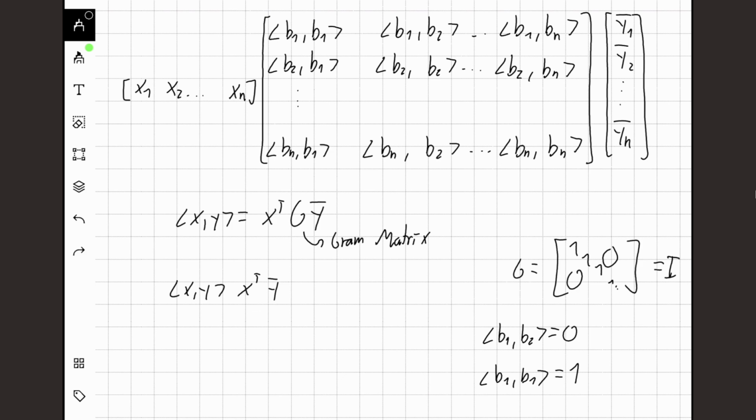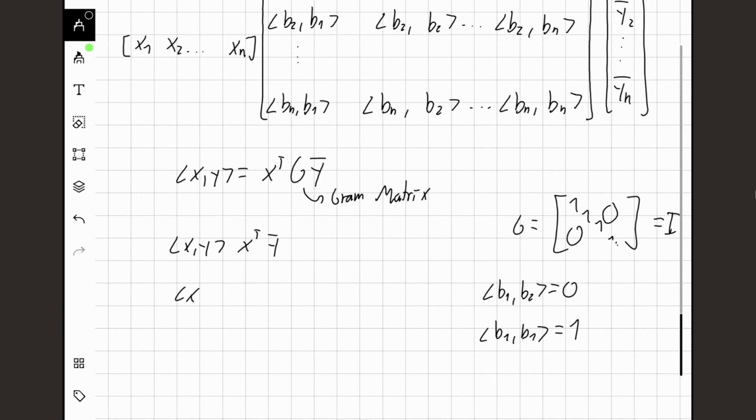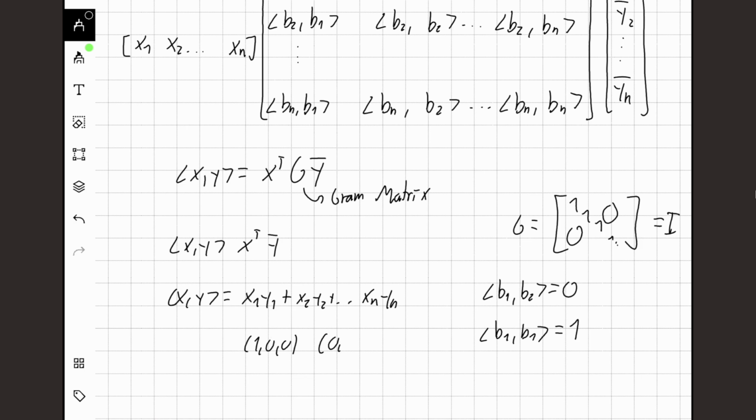However, this is where it gets a bit confusing, because of how we usually define the inner product. The inner product between x and y is just x1 y1 plus x2 y2 plus all the way to xn yn. With this inner product, it so happens that our standard basis vectors, (1, 0, 0), (0, 1, 0), (0, 0, 1), are an orthonormal basis for this definition of the inner product.